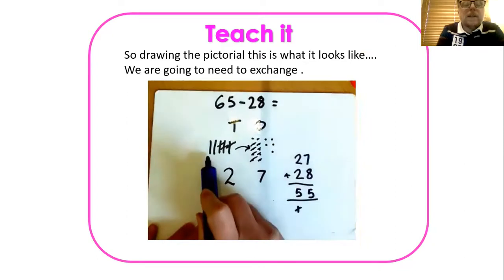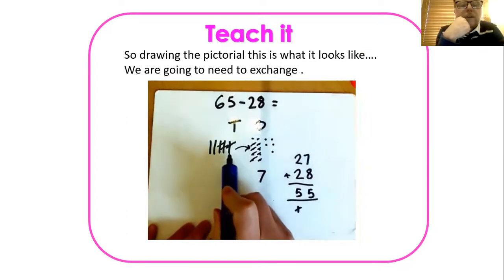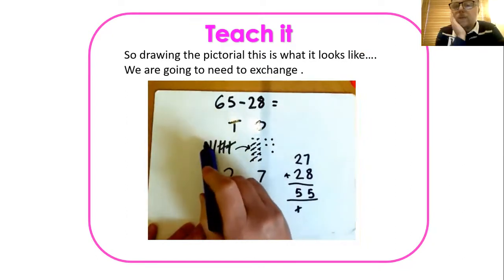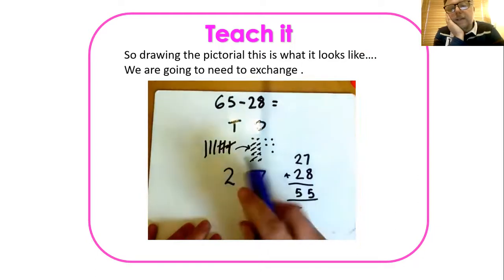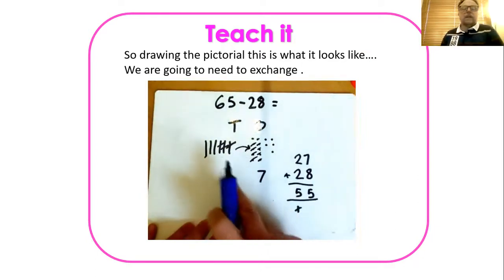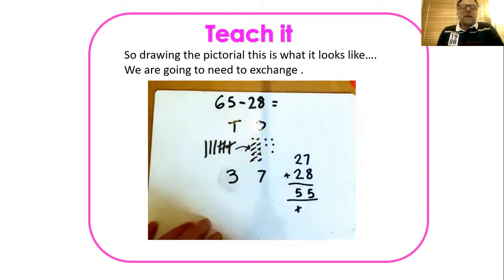Right, let's go check my 10s. 1, 2, 3, 4, 5. Oh, I was meant to have drawn 6. Well, I'm going to draw an extra 10 on. That's where I went wrong. Okay, it's 37. And that's actually where sometimes you go wrong.